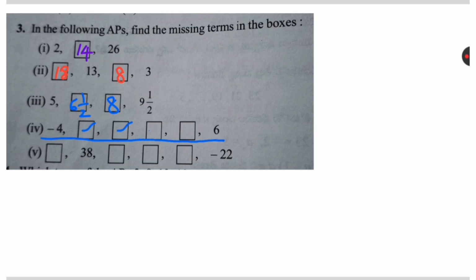Third term also they didn't give. Fourth term, fifth term also they didn't give. Only the sixth term, which is 6. In the fourth question, they gave the first term, which is minus 4, and they gave the sixth term. In the arithmetic progression, how does the sixth term look?